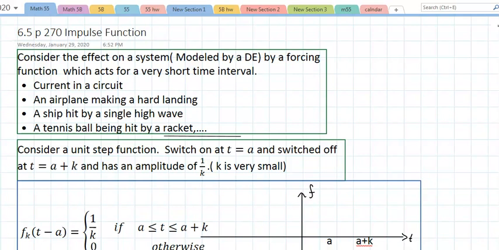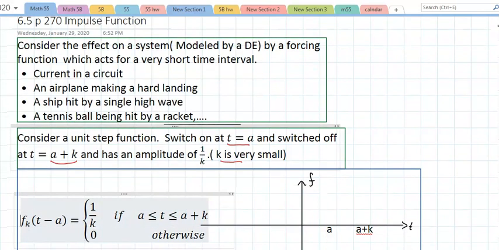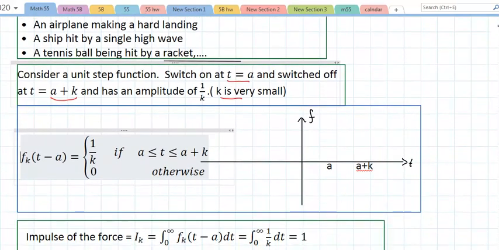Consider a unit step function. Switch on when t equals a and switch off after a short period. k is a very small value, and I'll show you why it has an amplitude of 1 over k. And this is the function right here. This is how the function is defined.